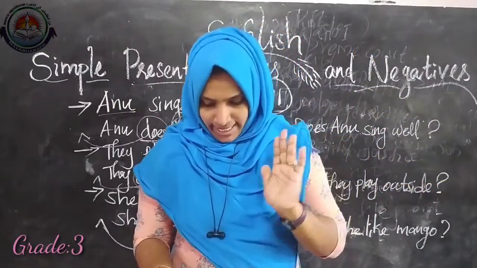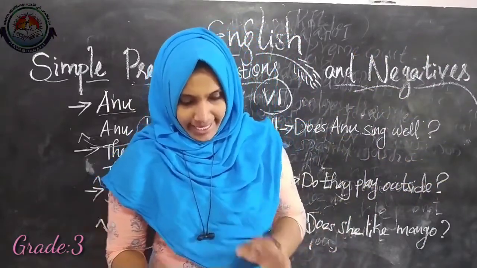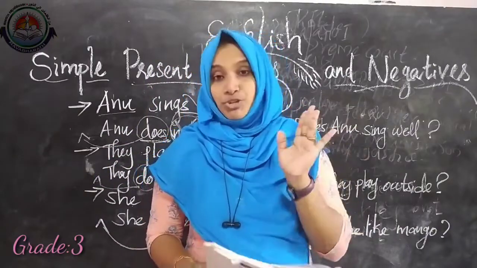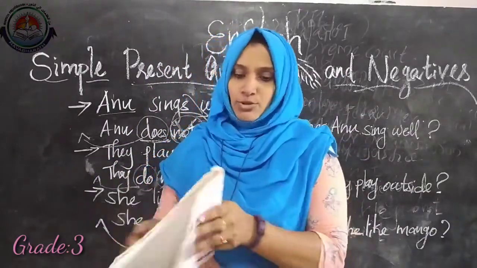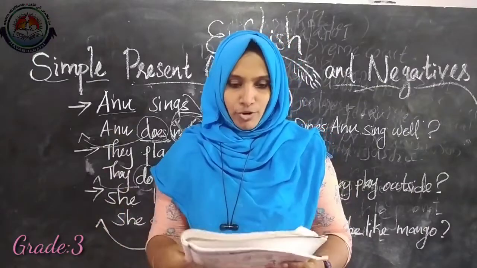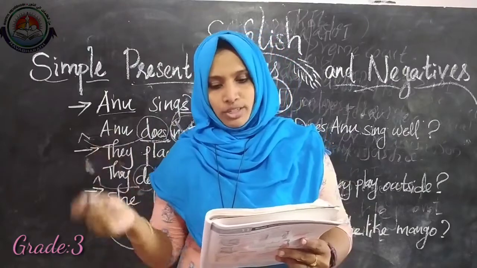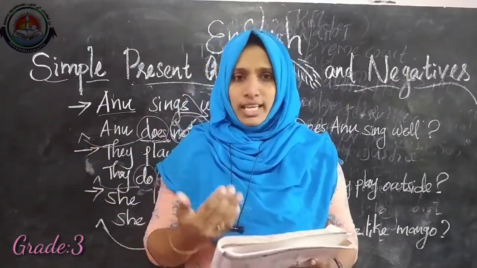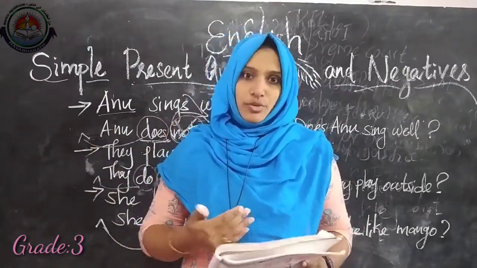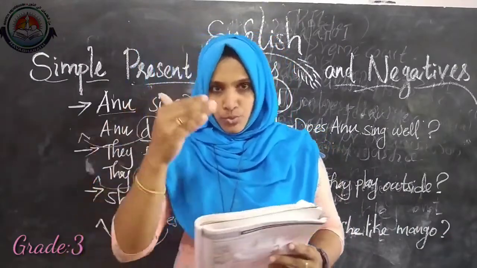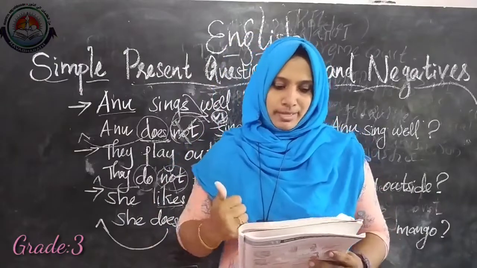Okay, then children, here on this page, question number 8. Just skip it. We are not doing it. Let's skip question number 8. Then take this quiz part from page number 40. Complete the sentences using do, does, don't or doesn't. Here there is some conversation given. Just go through the conversation and use whichever is proper for the given blanks.